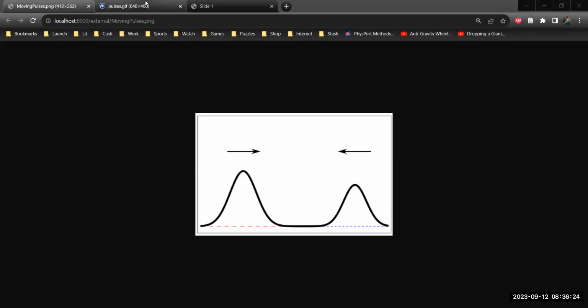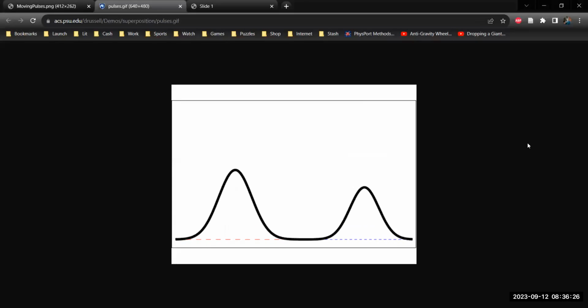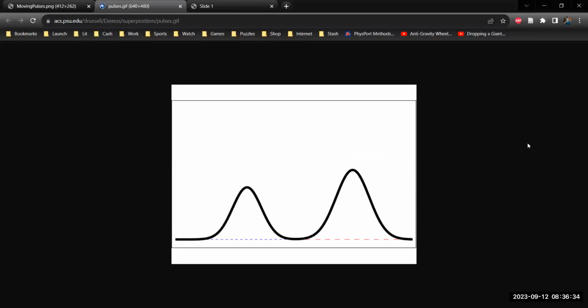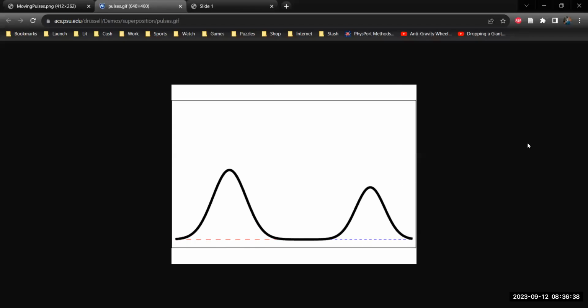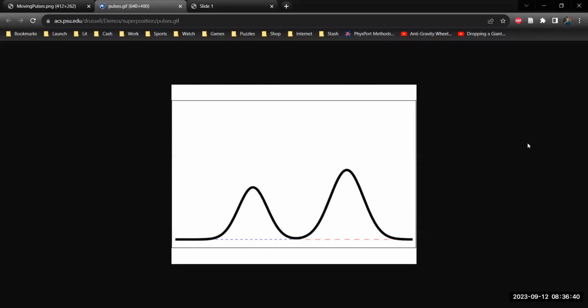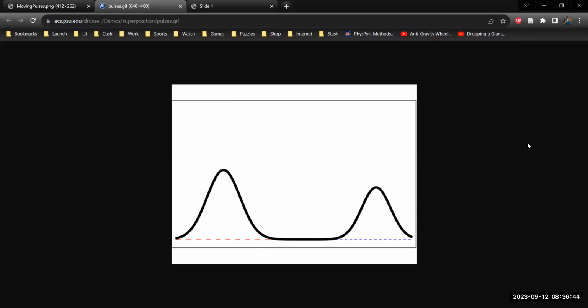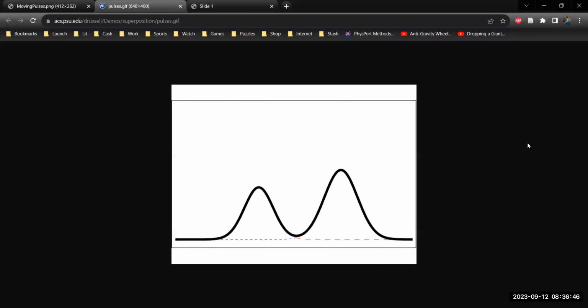We're going to go ahead and observe this and see exactly what happens. Now, this will keep looping so we can examine it. But what you will notice is that the pulses start out with the big one on the left and the small one on the right, and they end with the small one on the left and the big one on the right, which means that the two pulses are traveling through each other.